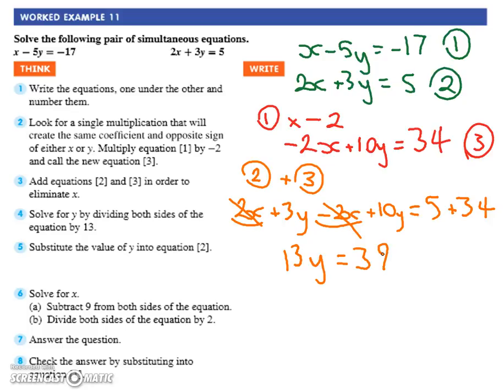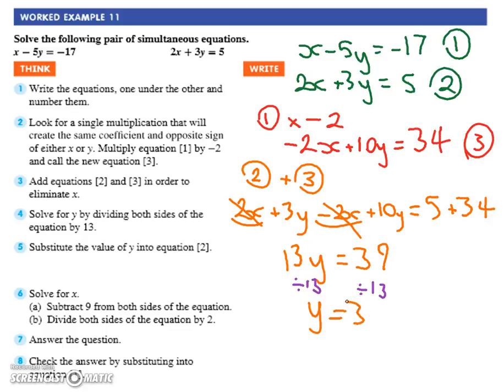Okay, so we're left with 13y equals 39. Now we can work out what y equals. How do we work out what y equals? Excellent. Divide both sides by 13. And we'll end up with y equals what? Well done. So we've now got a y value.